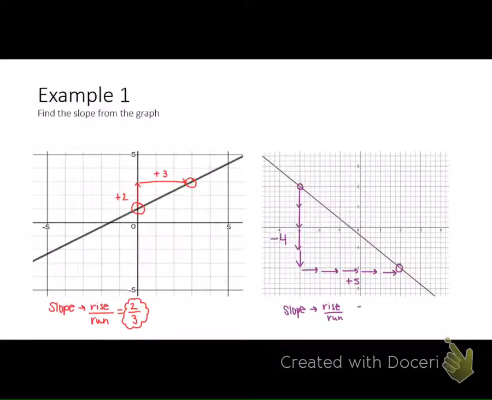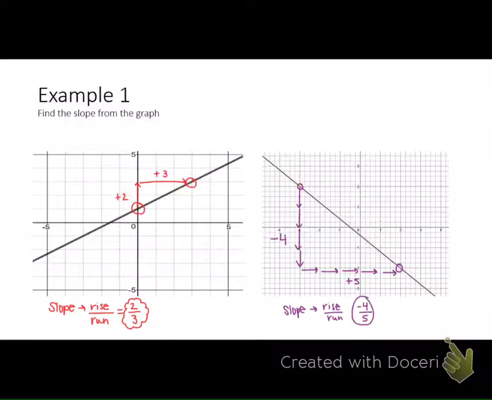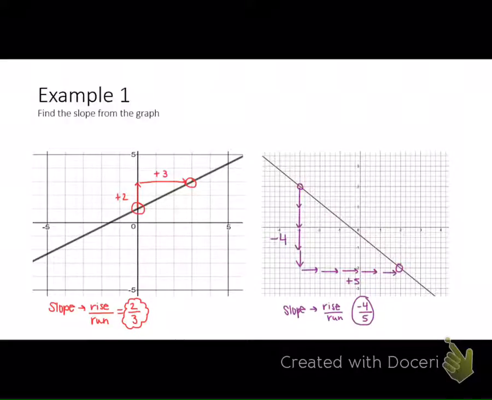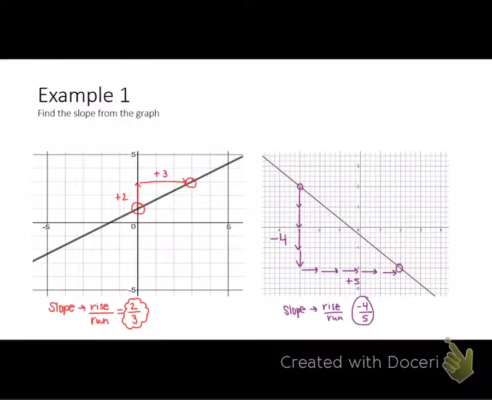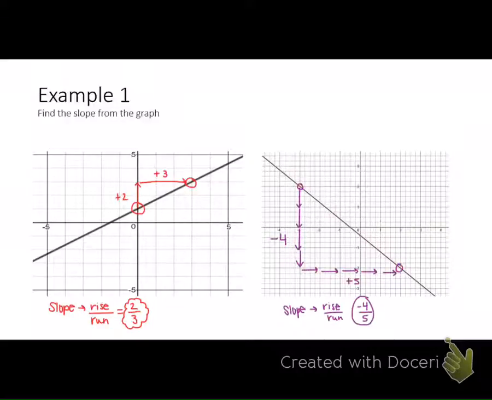So our rise is negative 4, our run is positive 5, and we can't simplify that. If you did it a different way and got the same answer, you're good to go. If you didn't, fix it right now, please. Otherwise, please let me know if you have any questions on finding the slope on a graph.